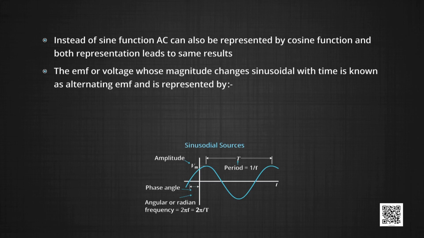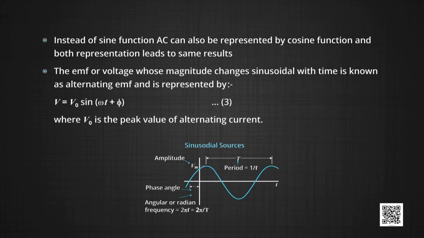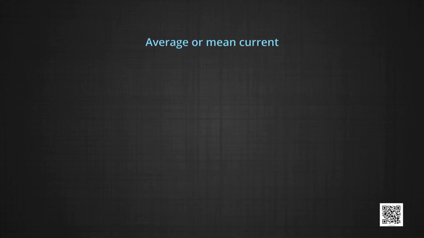The EMF or voltage whose magnitude changes with time is known as alternating EMF, which is given as V = V0 sin(ωt + φ), where V0 is the peak value of the alternating voltage. Now we can go ahead and see how to calculate average or mean current.